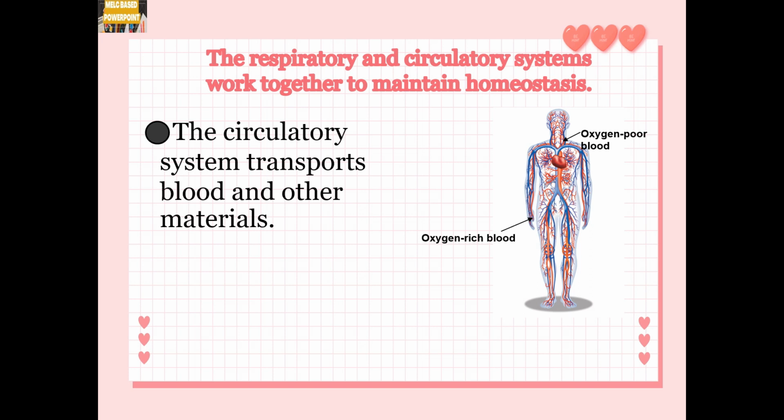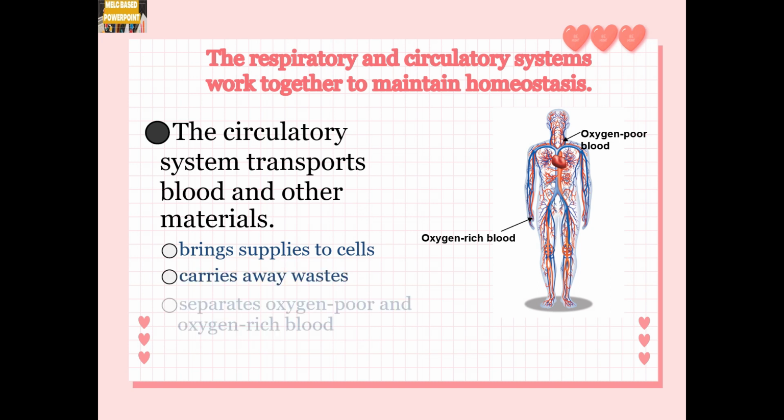The respiratory and circulatory systems work together to maintain homeostasis. The circulatory system transports blood and other materials, brings supplies to cells, carries away waste, and separates oxygen-poor and oxygen-rich blood.